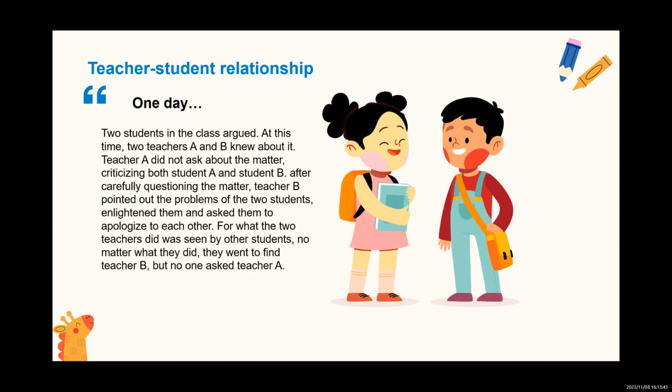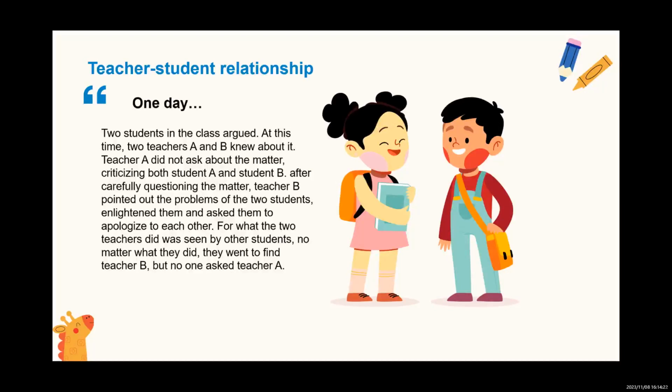And this is a story about the relationship between teacher and the students. One day, two students in the class argued. At this time, two teachers, A and B, knew about it. Teacher A did not ask about the matter, praising both student A and student B. After carefully questioning the matter, teacher B pointed out the problems of the two students, enlightened them, and asked them to apologize to each other.